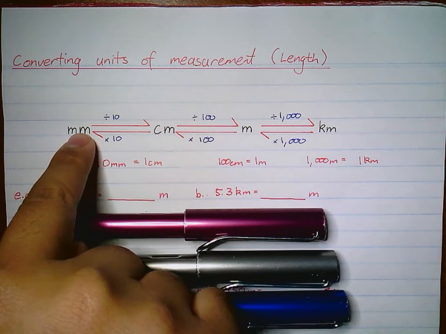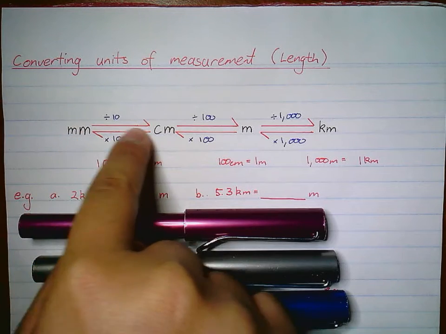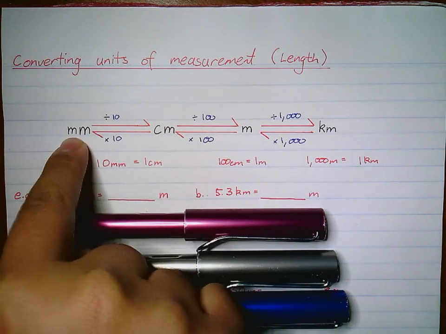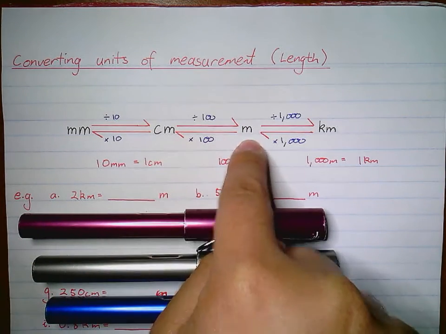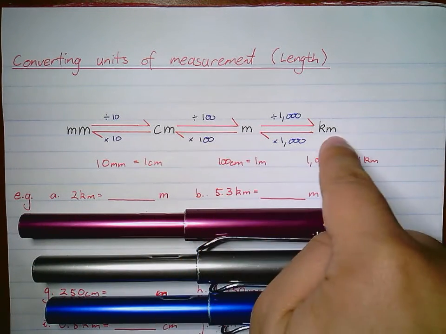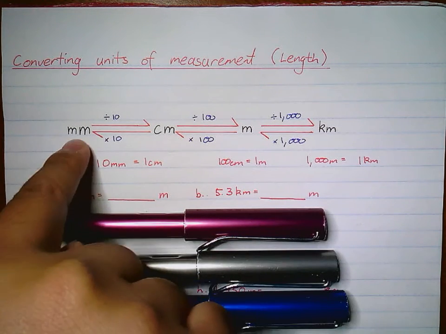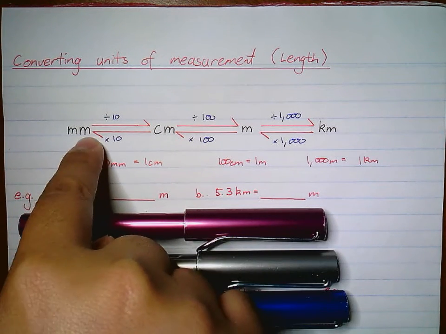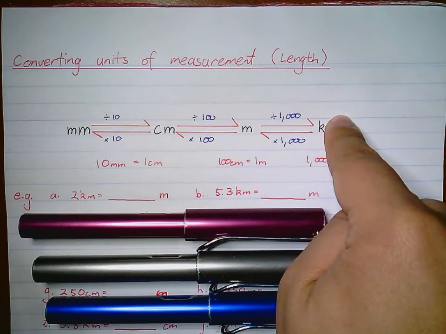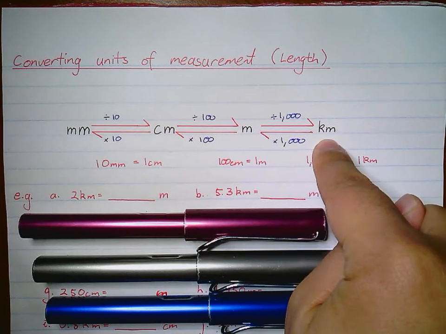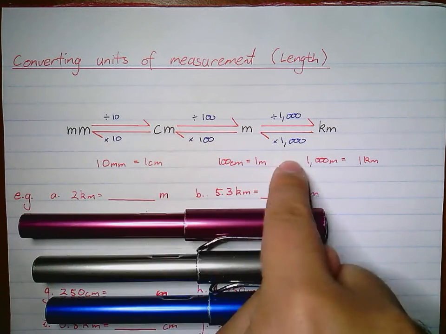If you take a look at this graph, when it goes from a smaller unit of measurement to a larger one, so from millimeters to centimeters, it's division. And from centimeters to meters, it's also division. And from meters to kilometers, it's also division. Since going from smaller units to larger units is division, going from larger units to smaller ones would be multiplication.